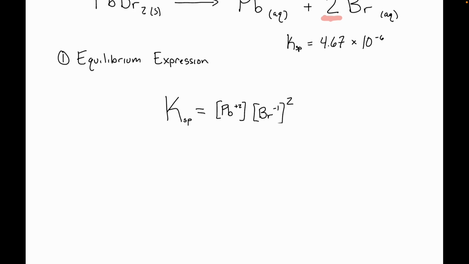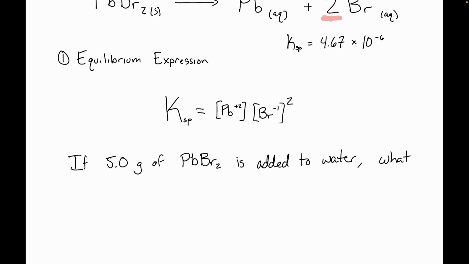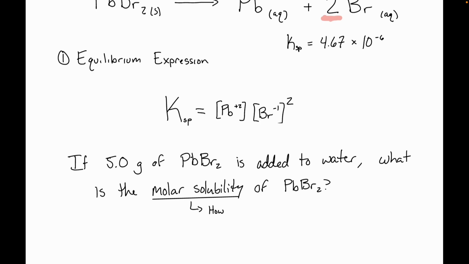All right, so let's say 5 grams of lead-2 bromide is added to water. What is the molar solubility of lead-2 bromide? Molar solubility is how many moles per liter of PbBr2 will dissociate, will actually dissolve into our solution.